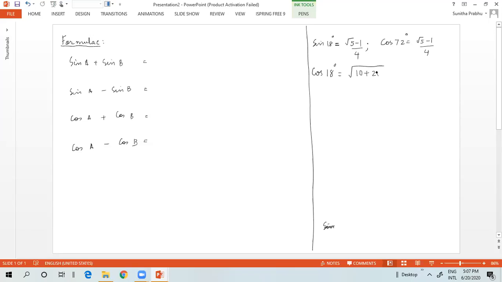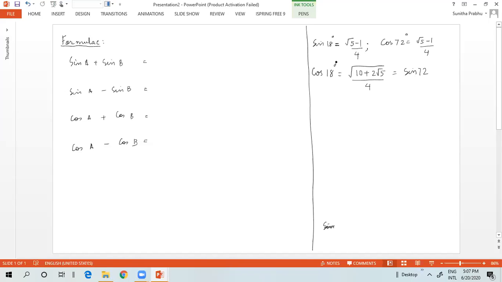Yes, sir. Cos 18 is root of 10 plus 2 root 5 divided by 4. Very good. And because of this, we have sine 72 will also be the same value, equal to cos 18. Okay.